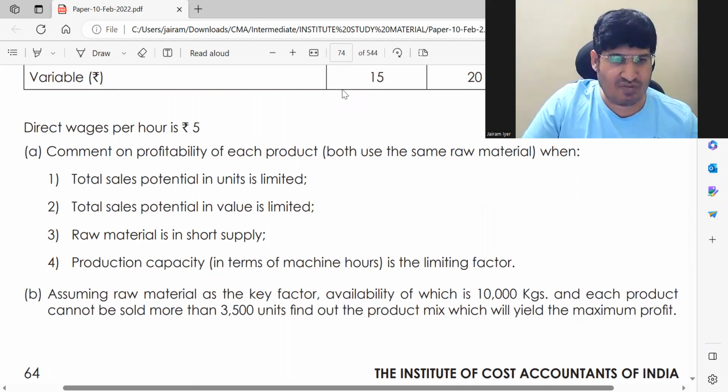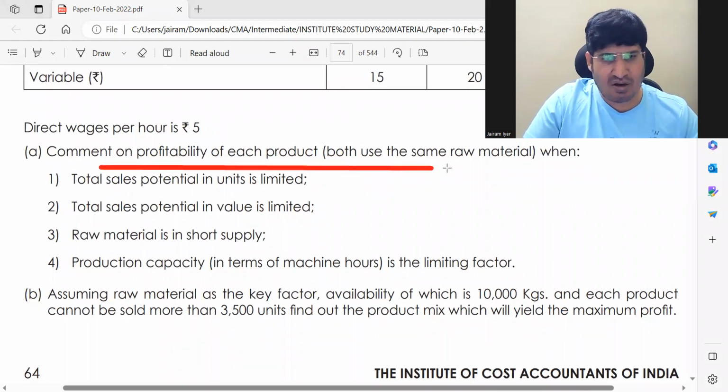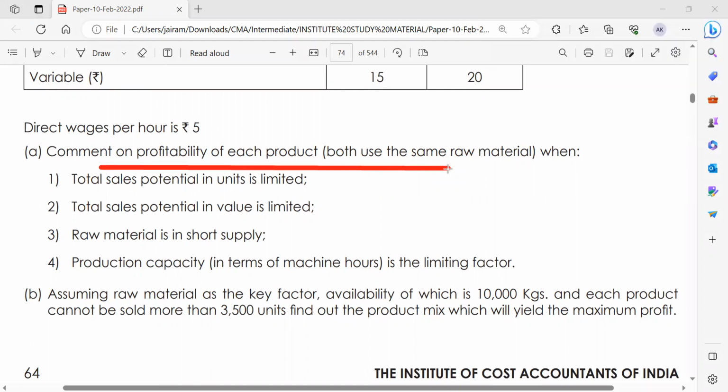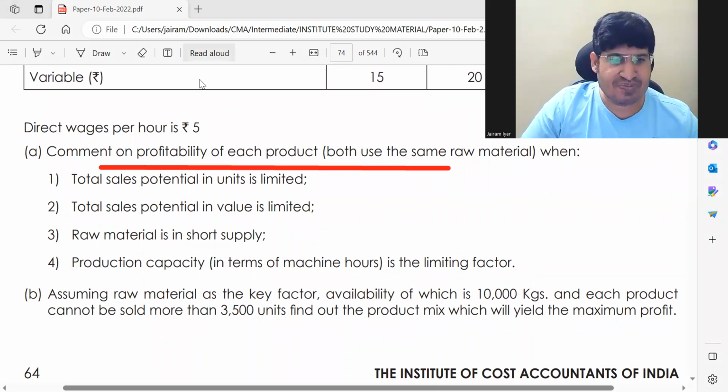Okay. So let's see what they have asked. Comment on the profitability of each product. Both use the same raw material. They've given that both are using the same raw material, so for the key factor calculation, they're not using different raw materials. Fine. So we have to comment on the profitability.